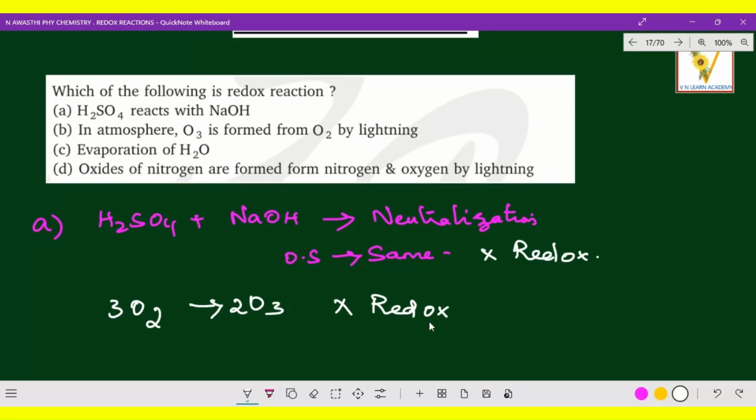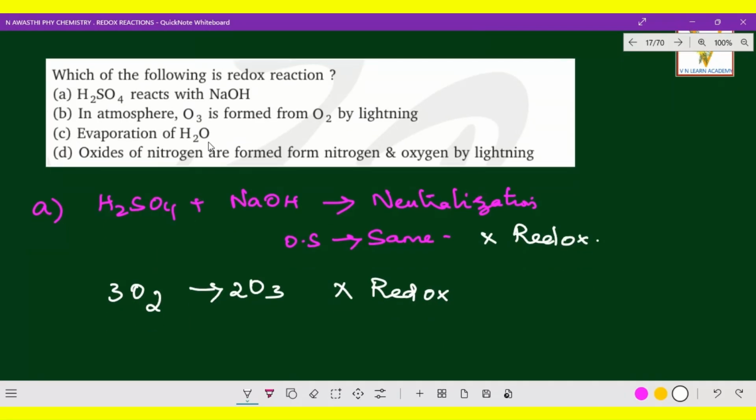Right. Now the third option: evaporation of water. This is actually a liquid state converted to a gaseous state. This is a change of state, so this is also not a redox reaction. Liquid form converted to gaseous form, redox will not be there. This is also not a redox reaction.